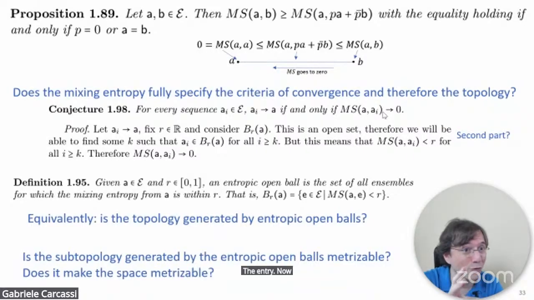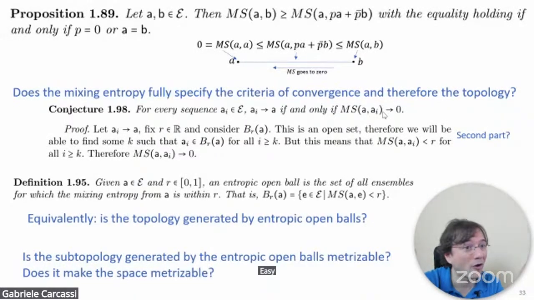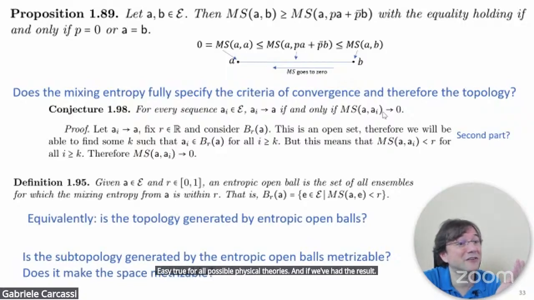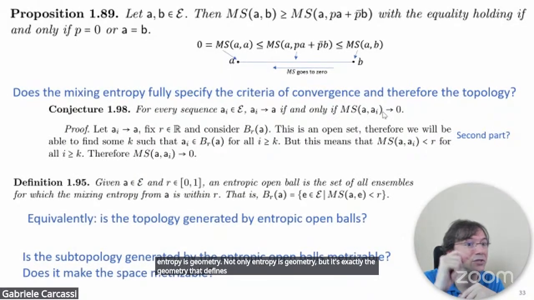Now, this is true for classical spaces and quantum spaces. The question is, is it true for all possible physical theories? And if we had that result, it would be a very strong result that basically would solidify this idea that entropy is geometry. Not only is entropy geometry, but it's exactly the geometry that defines the topology and the criteria of convergence.